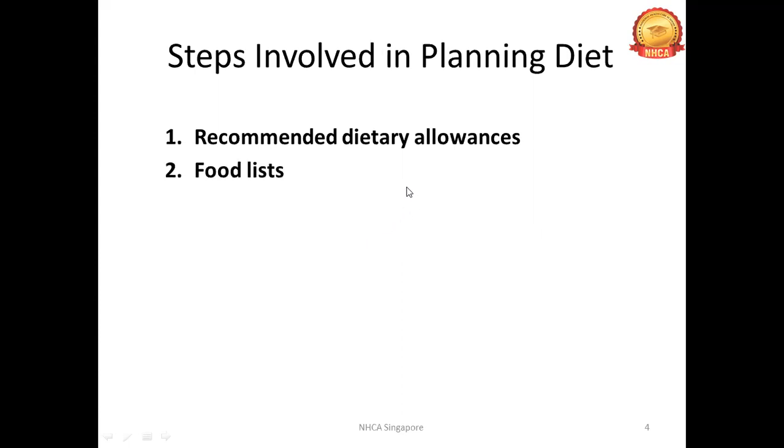Then coming to the food list, tables 1.8 to 1.10. These are the food lists. It's on page number 22. Second step is using the food list. Come to pages 22 and 23.